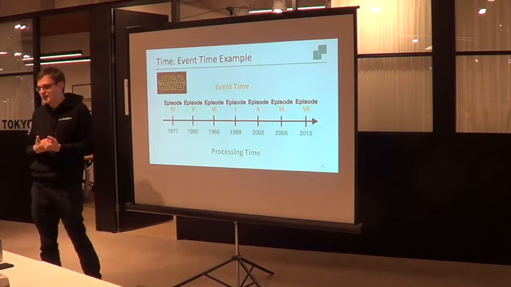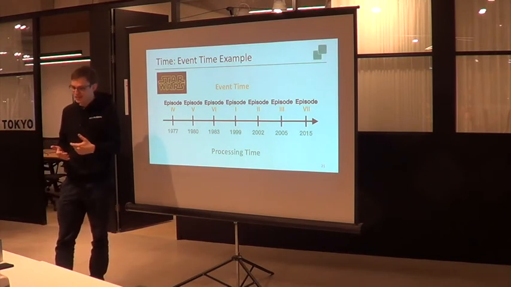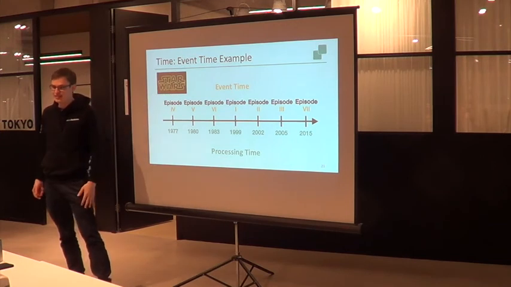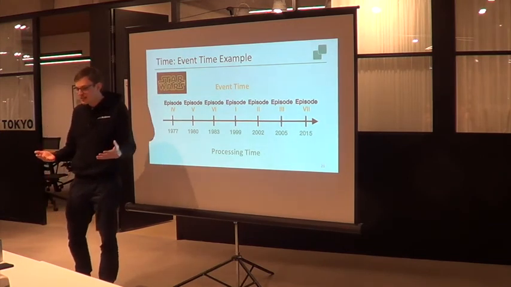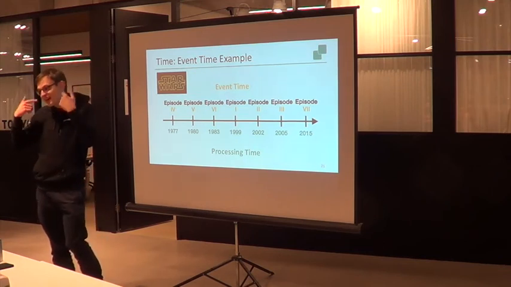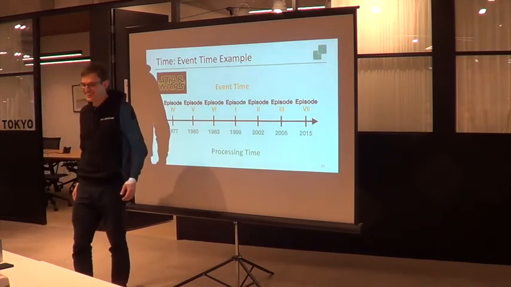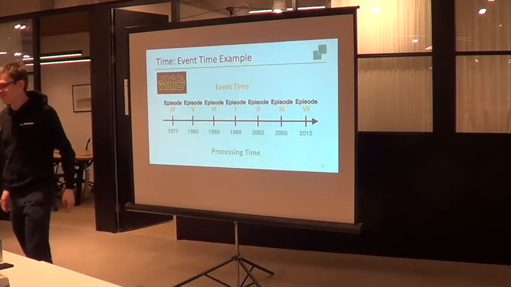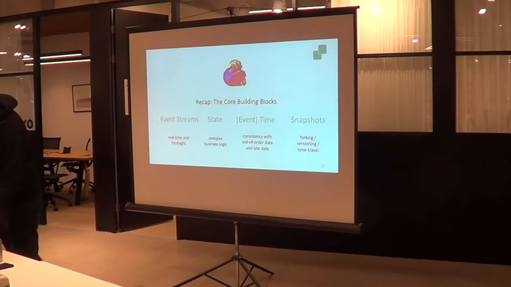So if you want to be the cool kid on the block, you just watch the Star Wars movies as they appeared in the movie theater. But of course you have very low latency because you can always watch the latest Star Wars movie, but it's harder for your brain to process the events. So I hope everybody understood now what event time is in Flink.